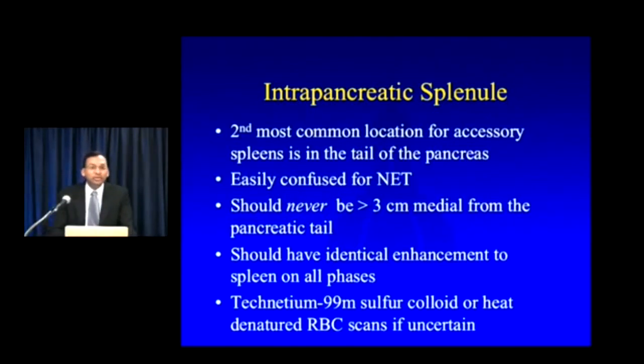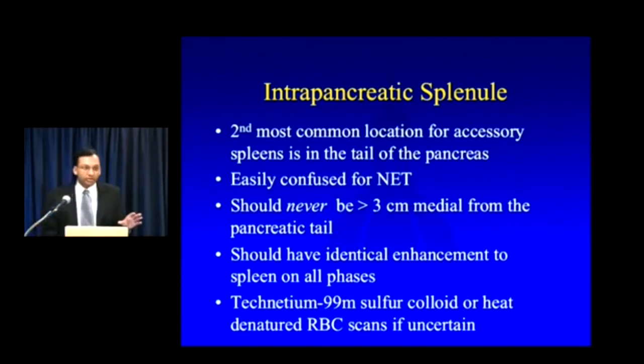And a splenule will never be more than 3 centimeters medial from the pancreatic tail. So if you see a lesion that's more than 3 centimeters medial from the tail, you're dealing with a neuroendocrine tumor. You're not dealing with a splenule. Now, I would say the key to making this diagnosis is to just think about the diagnosis, okay? When you make this mistake, it's usually because you don't even consider the possibility of a splenule.